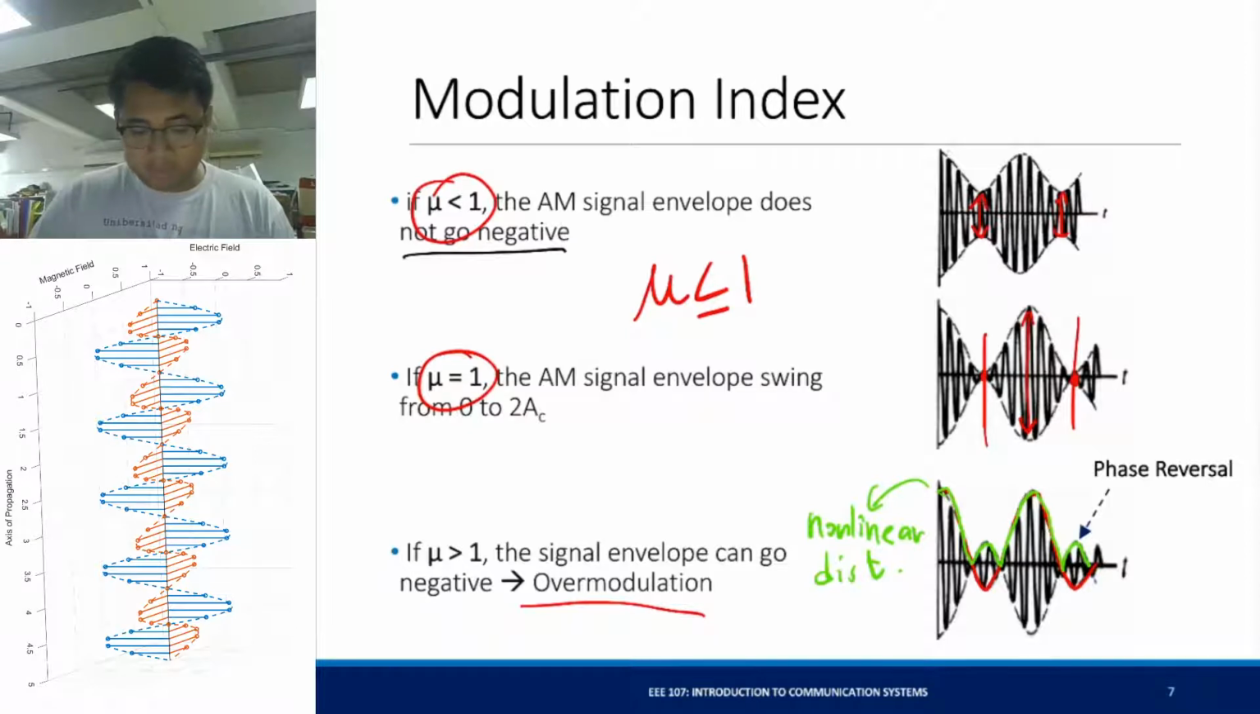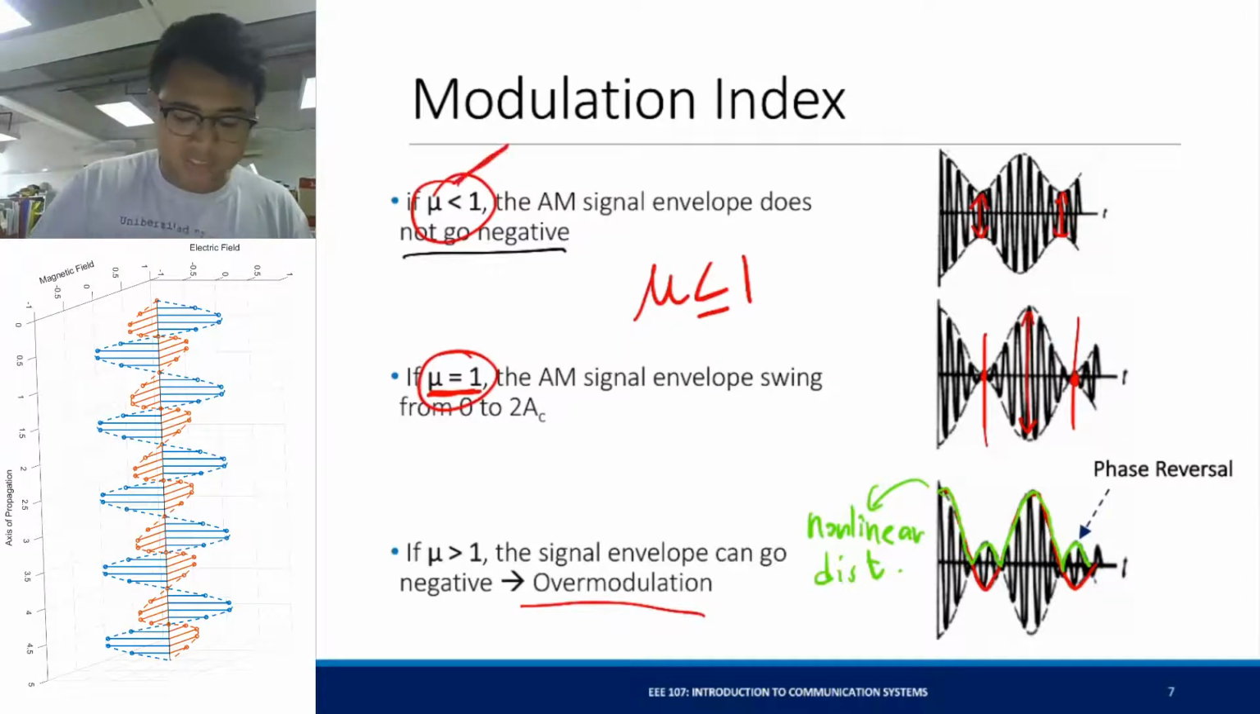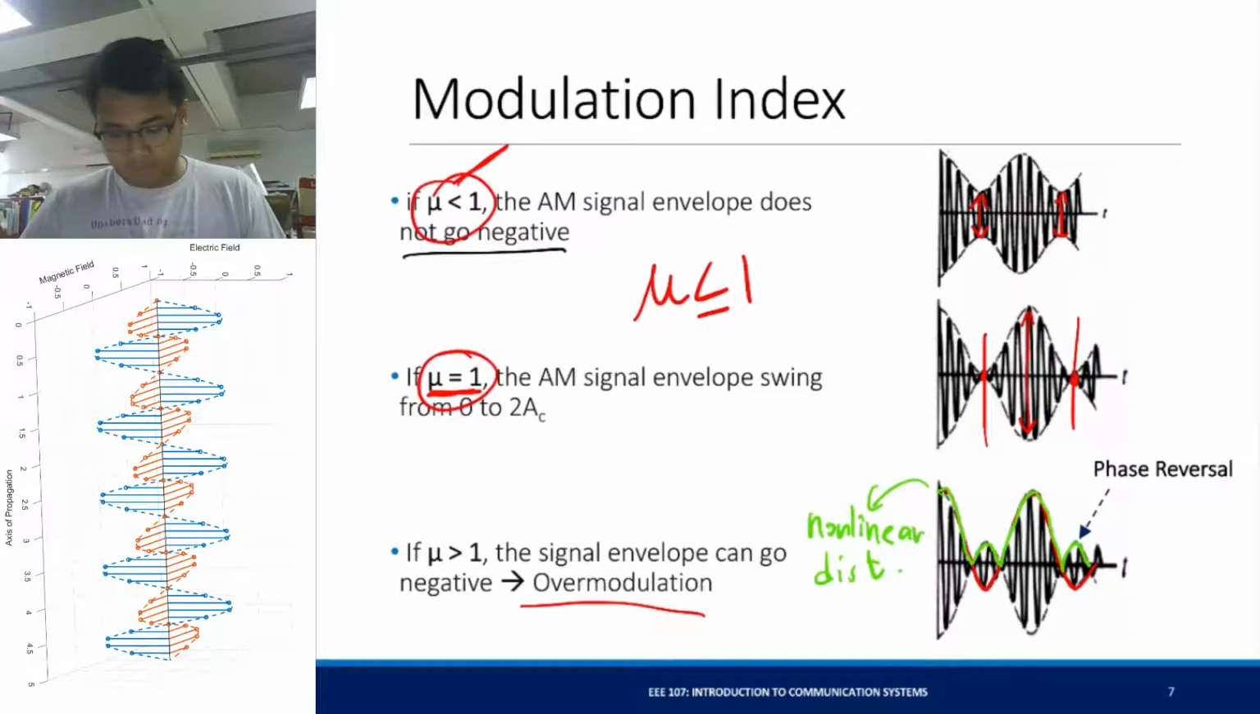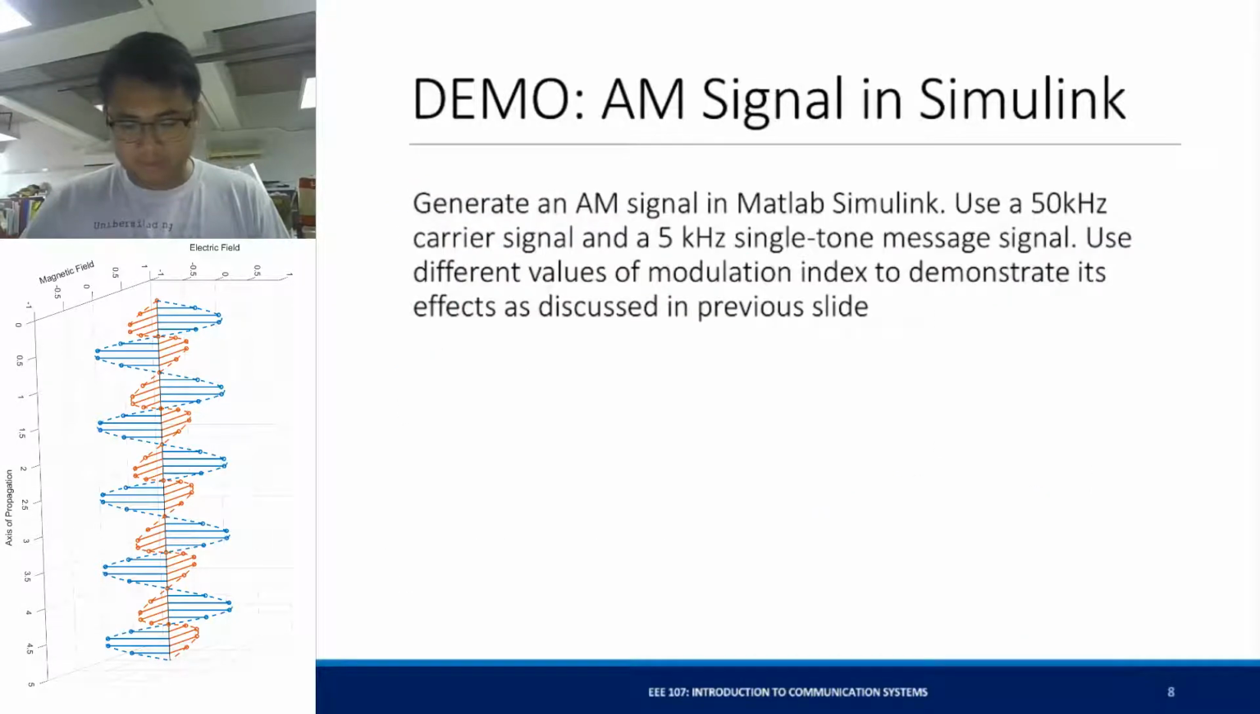Right? In practical systems, however, we can't really use mu equal to 1. So in practical systems you use a mu that is strictly less than 1. Okay. So a demonstration will be provided during the lecture, and we'll use MATLAB to demonstrate that. Okay. And you will see how an AM signal is created.